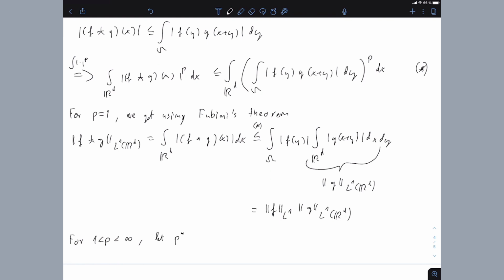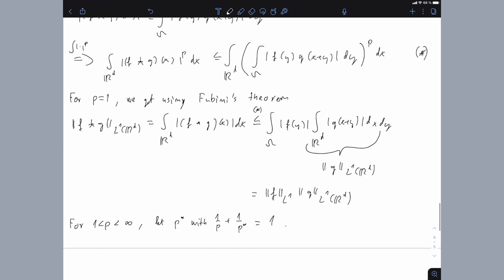And we now take p star, so that 1 over p plus 1 over p star is 1. Yeah, so this p and p star would be now something where I can use Hölder because it's a pair for how we can apply the Hölder inequality. Yeah, there I called it q, but q is already used in our formulation. That's why I call this p star here.